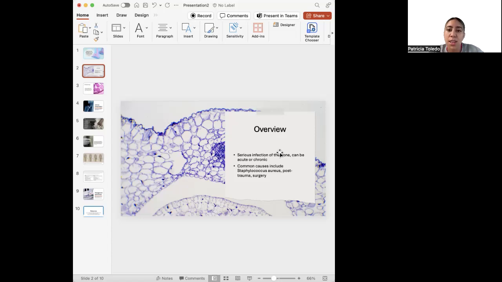The most frequent causative organism is Staph aureus, even though in chronic cases, it could be bacteria like Pseudomonas. Patients with compromised vascular supply or underlying conditions like diabetes, which we see a lot, if they're left untreated, the infection can cause bone necrosis, abscess formation, and in severe cases, it can lead to amputation.